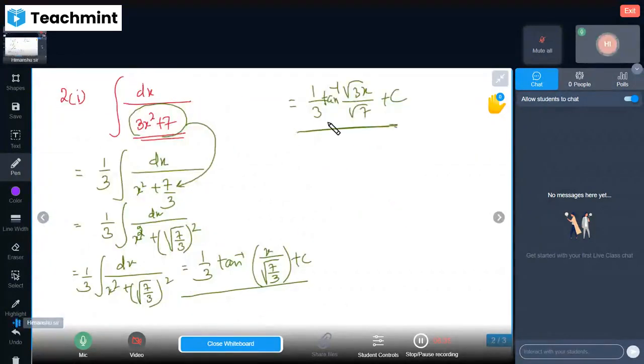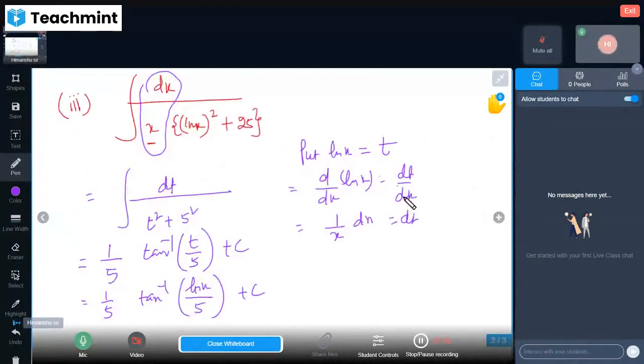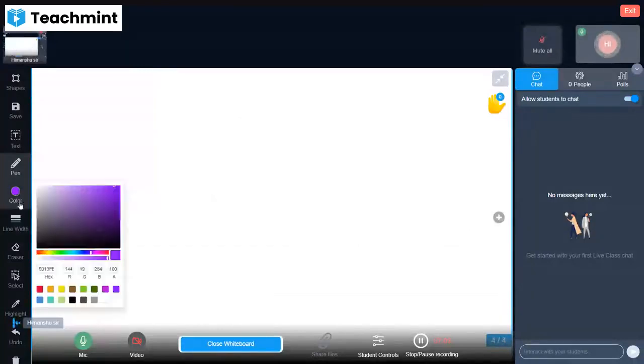So look here, 1 by 3. Oh, here 1 by a is missing, so root 7 by 3 gives root 3 by 7. That means your answer will be 1 by root over 21, tan inverse root 3x upon root 7 plus c. Sorry, students. So this is number 3. Now let's move to number 4.